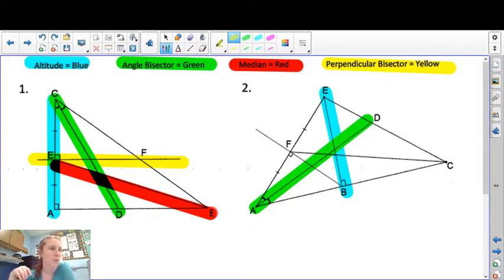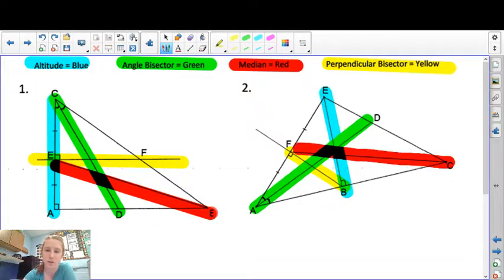Perpendicular, I'm going to do the perpendicular bisector. I'm going to go out of order. Perpendicular bisector, equal sides. So if you notice A to F and E to F are equal, so it's got to be here. And then my median goes from an angle to the center of the other side.